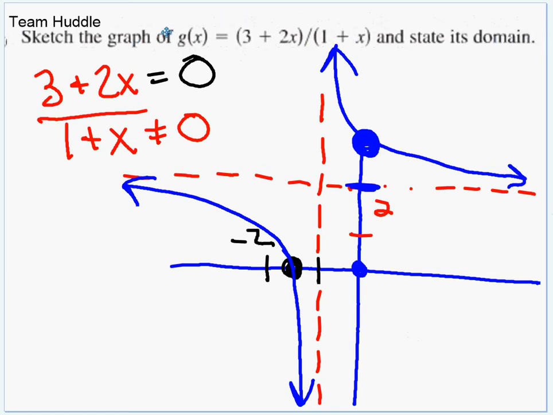So there we sketched it. State its domain. The domain is all the numbers not equal to -1, because we don't want to zero out that denominator.